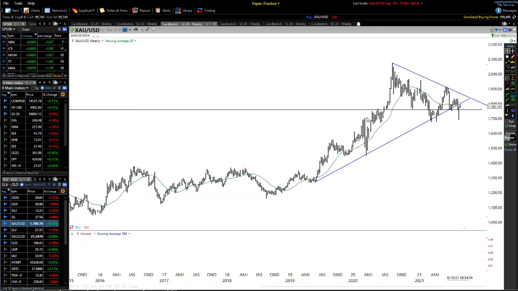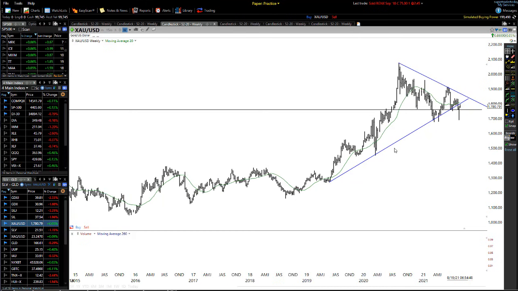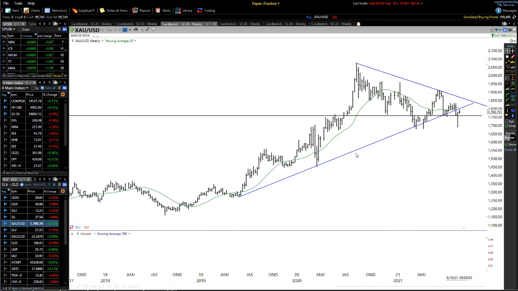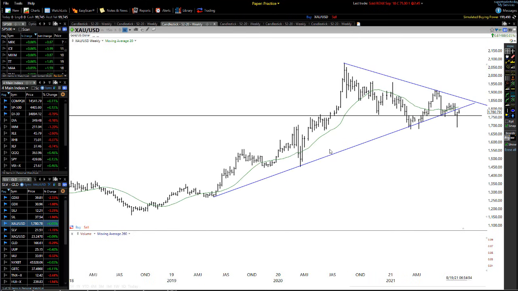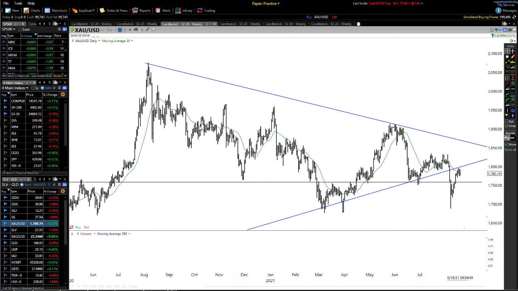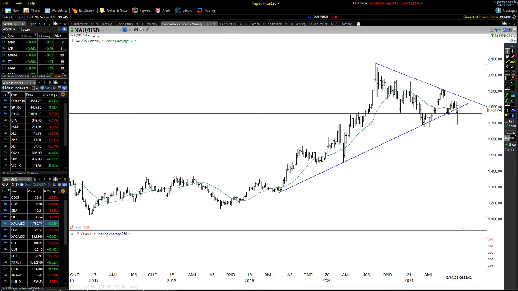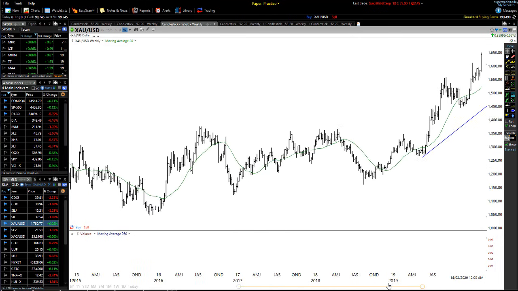If we actually go look at gold here for a minute, let me take everything off the screen here with gold. I'm just looking at this point right here. So let's go back to the daily chart for a minute. I'll go back to the weekly chart. And so what we're going to do is I'm going to go back in time to where.